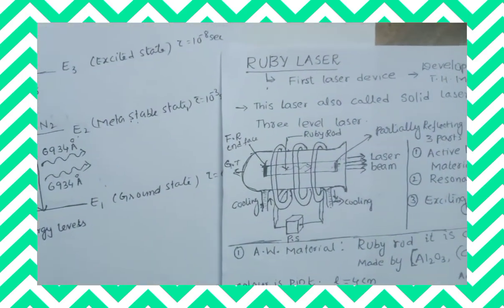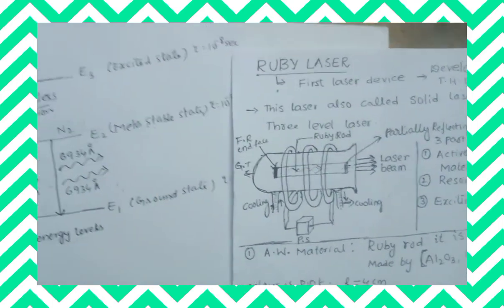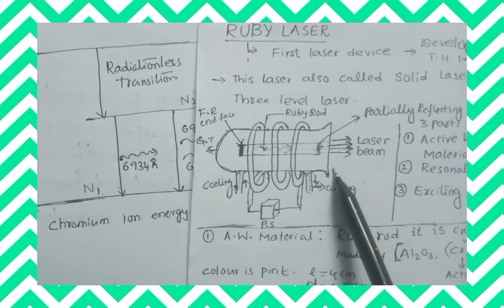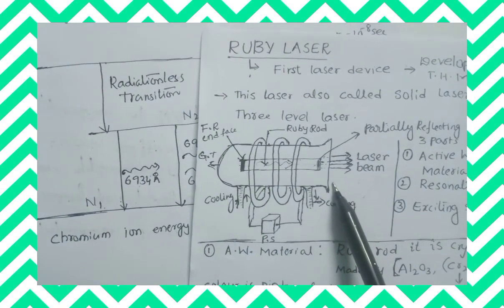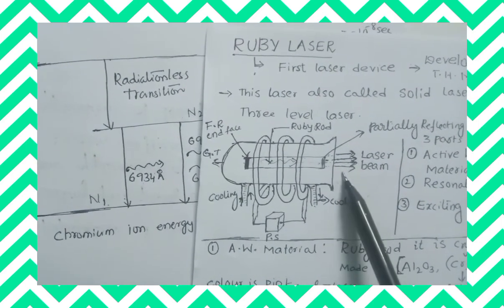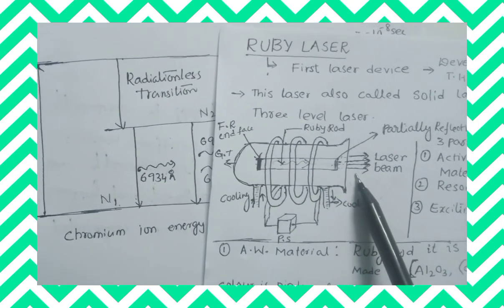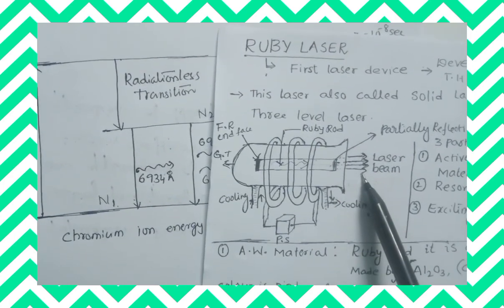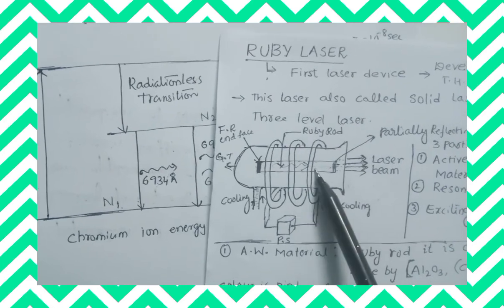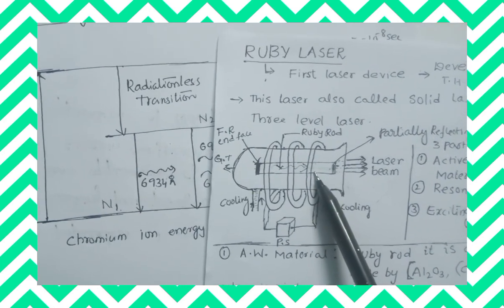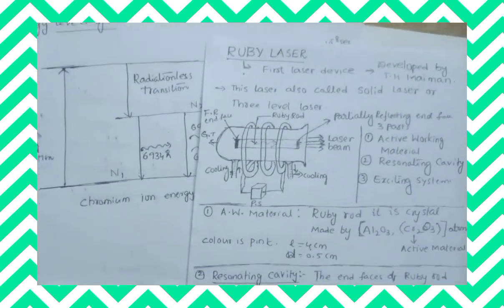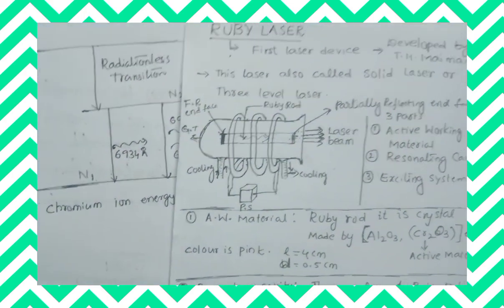Now this ruby laser has some disadvantages. The ruby laser requires high pumping power, the efficiency of the ruby laser is very low, and the output of the laser beam is not continuous. It is in the form of pulses within microseconds. It is also made up of a crystal, so there are some crystal imperfections. So this is the ruby laser, its construction and working.